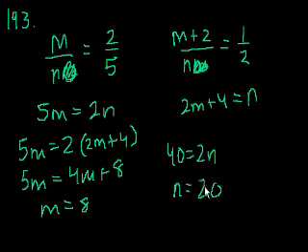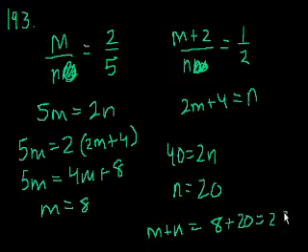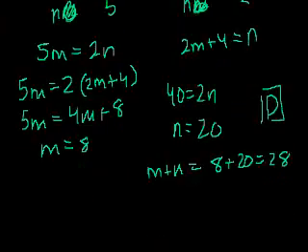And let's see, are they asking for if 2 more students were to enter the class? Okay, so they want to know how many are in the class right now. So they want to know M plus N. Well, that's equal to 8 plus 20, which is equal to 28 students. And that is choice D. Next question. I think I have time to fit this one in. I'll continue in the next video if I don't.